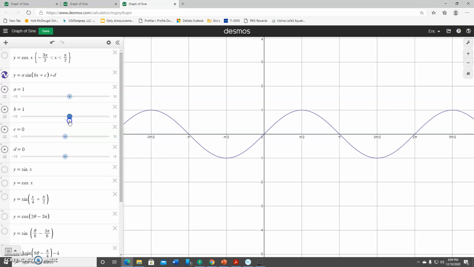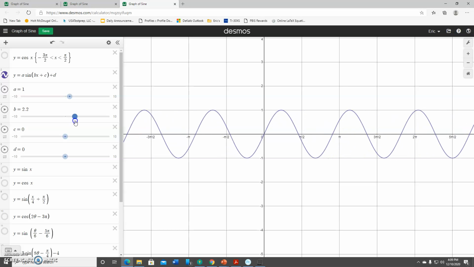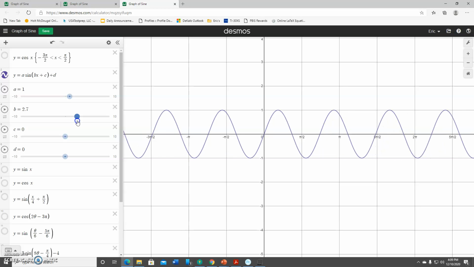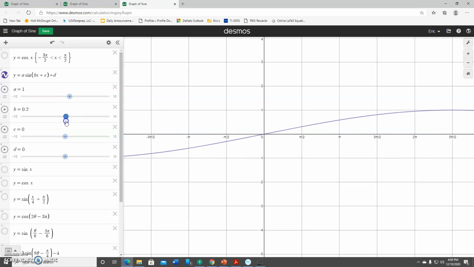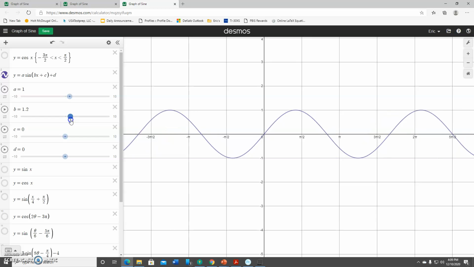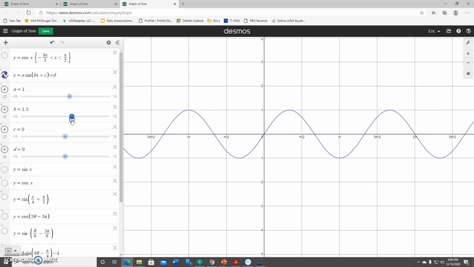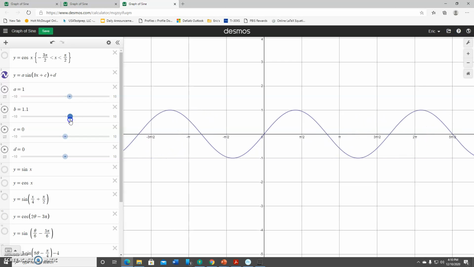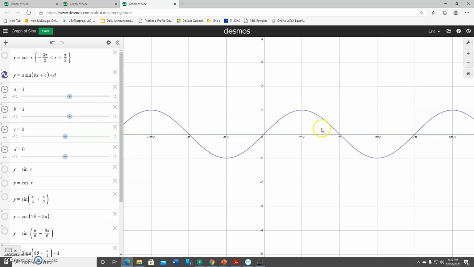As B gets larger, it looks like it's compressing or shrinking. As B gets smaller, it's stretching out. So we see there's a kind of backwards correlation. You would expect that as it gets higher, it should stretch, but actually what's happening is this. When B was at 1, our period was 2 pi. So it's saying one complete cycle occurs during the normal distance of 2 pi.